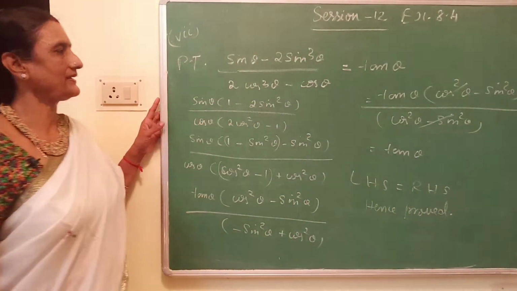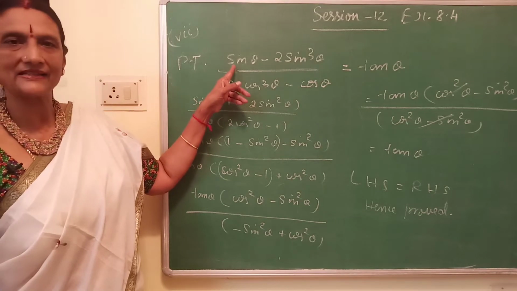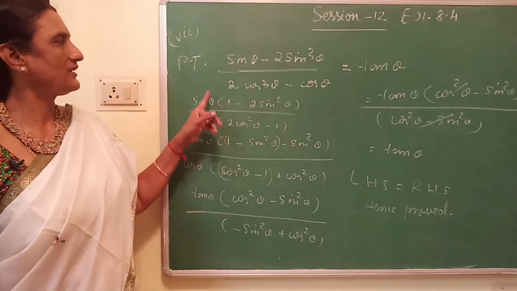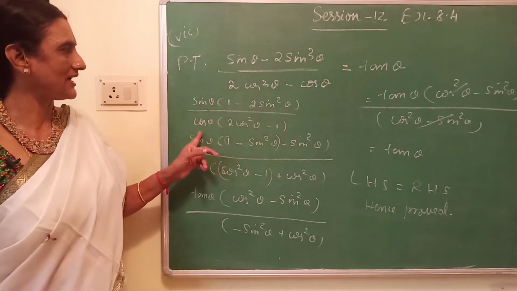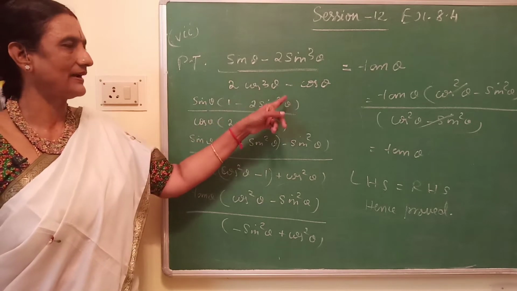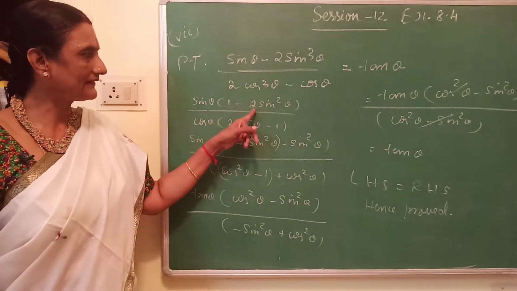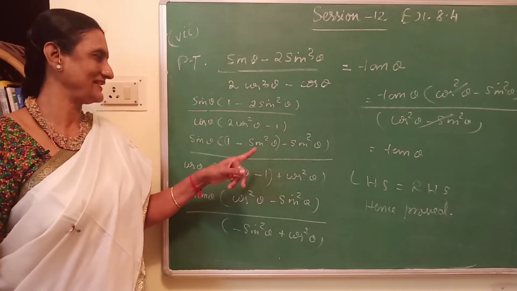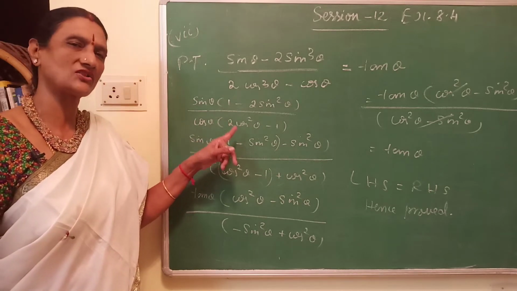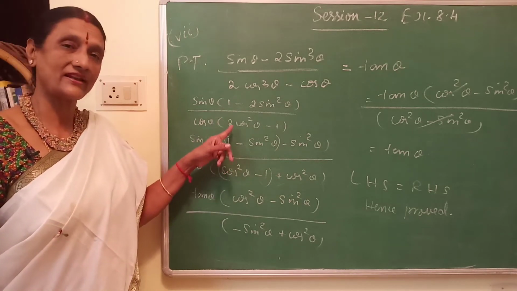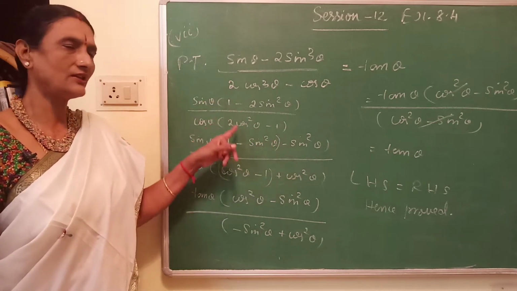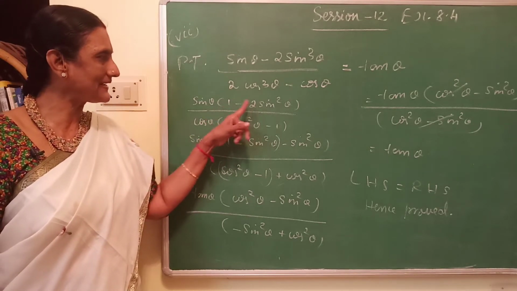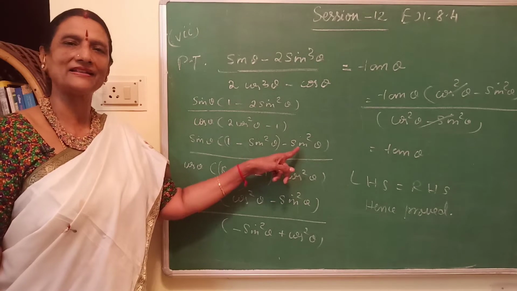So once again, I will explain to you. We have taken sin theta out from the numerator, and we have got 1 minus 2 sin square theta. Similarly, for the denominator, I am taking cos theta out and I get 2 cos square theta minus 1. Now the 2 sin square theta is going to be written as sin square theta plus sin square theta with a minus sign, and the denominator's 2 cos square theta is going to be written as cos square theta plus cos square theta. Out of the 2 sin square, I am taking 1 minus sin square theta, and there is one more minus sin square theta.